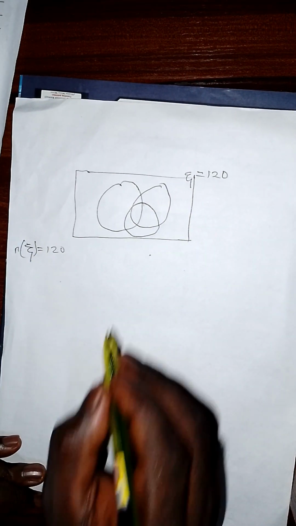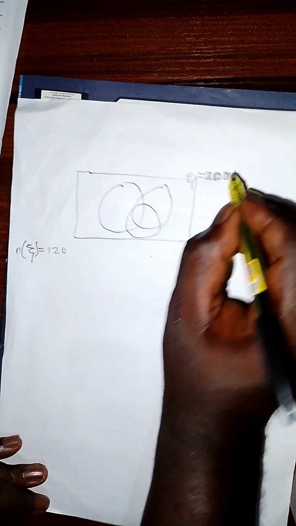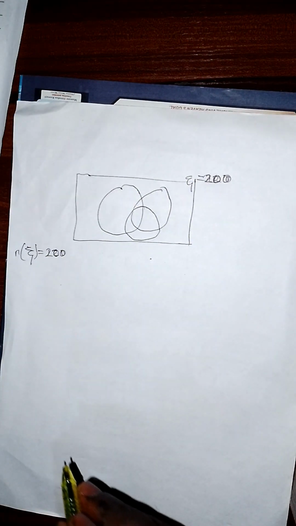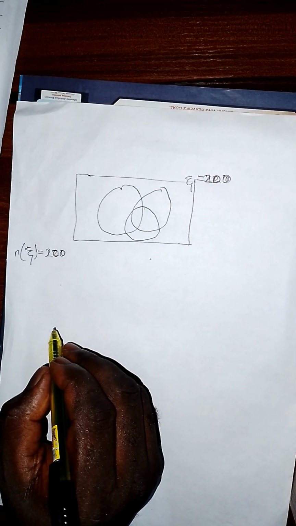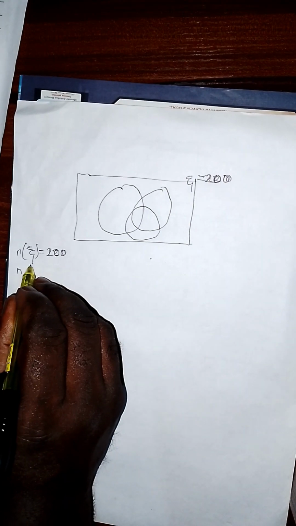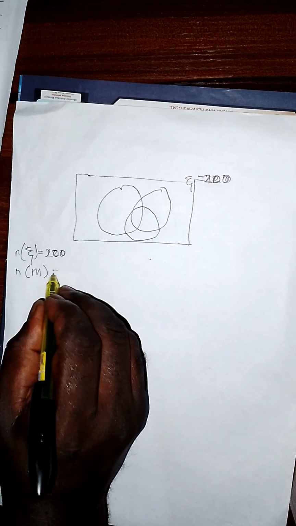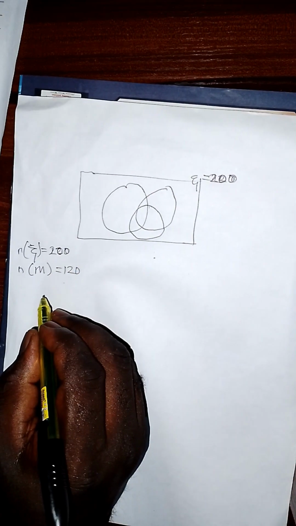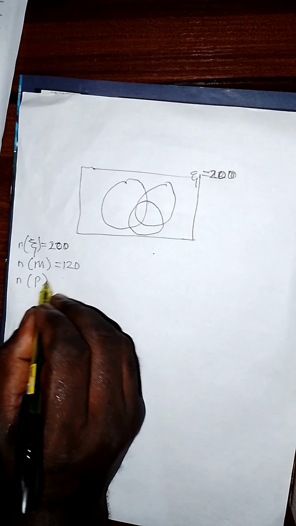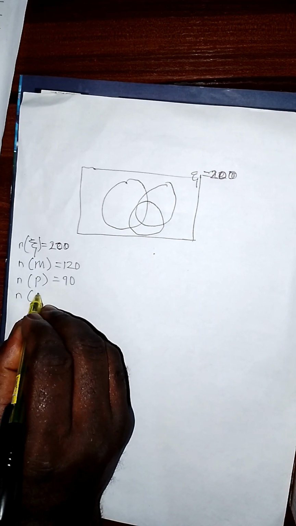In a survey, okay, it's 200 actually. It said 200 students. That's the universal set, 200 students. So in a survey of 200 students, it was found that 120 study mathematics. So let M be mathematics. And then 90 study physics. Let P be physics. And 70 study chemistry. Let C be chemistry.